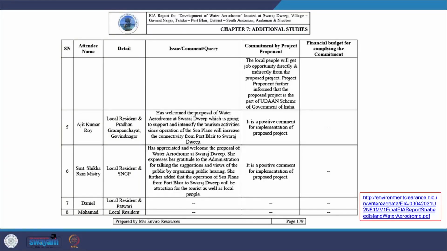Like you can see Ajit Kumar Roy, local resident and Pradhan. So he has welcomed the proposal of the water aerodrome, and it is going to support and intensify tourism activity, and operation of the seaplane will increase the connectivity of Port Blair to Swaraj Deep. So it was a positive comment which has been documented here.